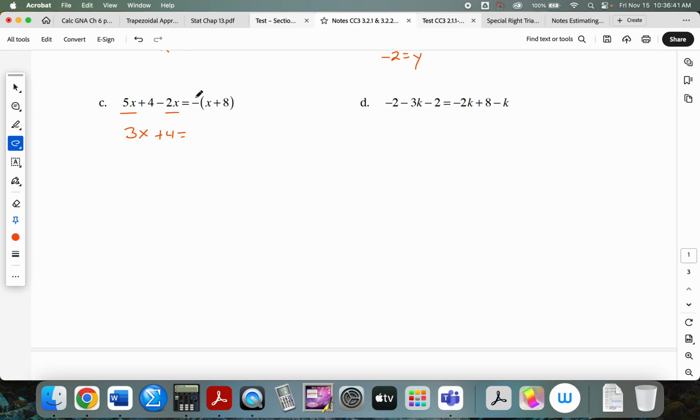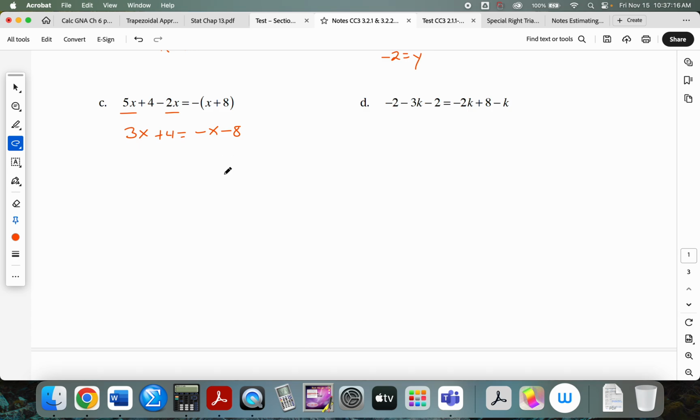Equals. When you see this subtraction sign in front of a set of parentheses, think the opposite of everything that's in the parentheses. So the opposite of x plus 8 is negative x minus 8. I saw a couple of frowns on that, and some of you missed that on the test. When you have a negative in front of the parentheses, it's the opposite of everything that's in the parentheses.